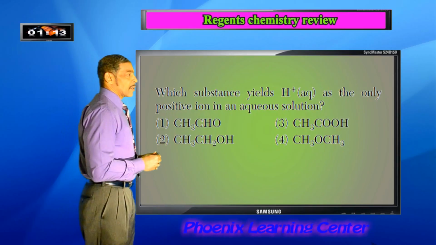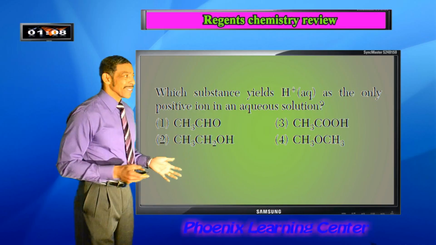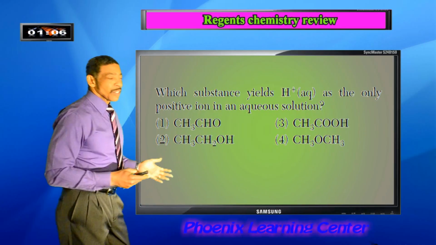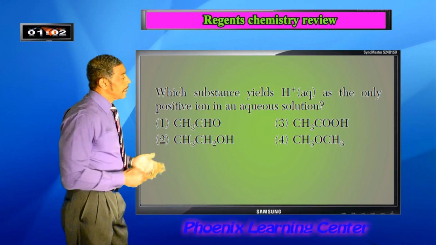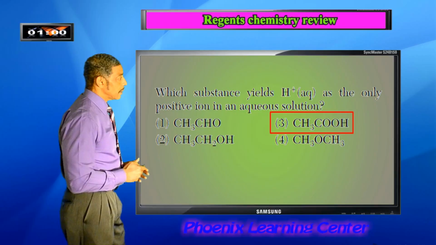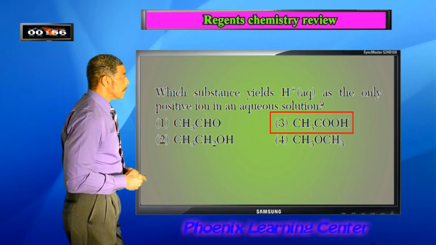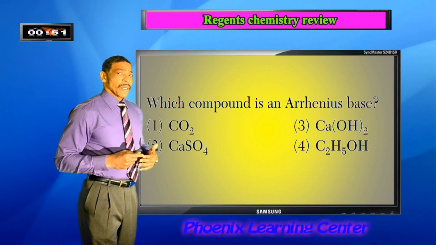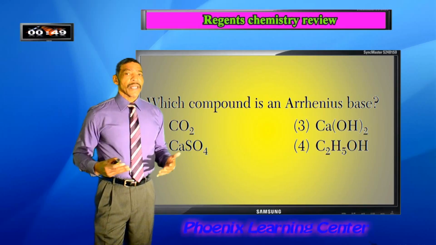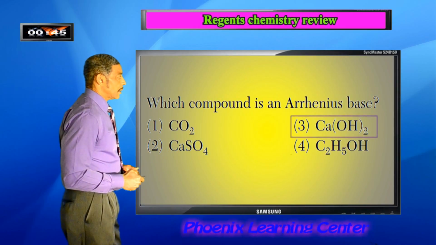Which substance yields H plus as the only positive ion in aqueous solution? Well, to answer this question, simply go to table K and locate the acid. In this particular case, the acid will be number 3, acetic acid. Which compound is an Arrhenius base? Well, Arrhenius bases are metal hydroxides, so the answer to this question is number 3.